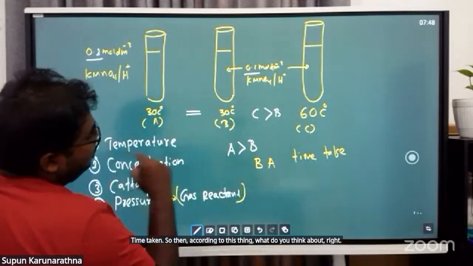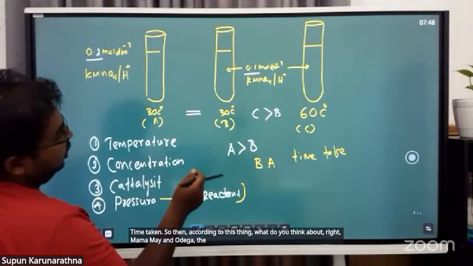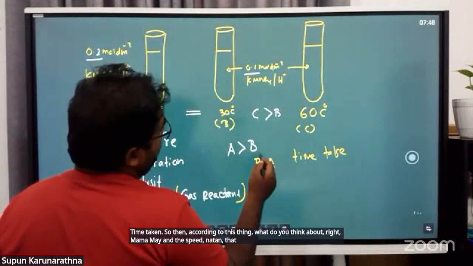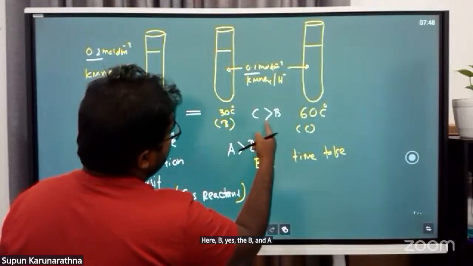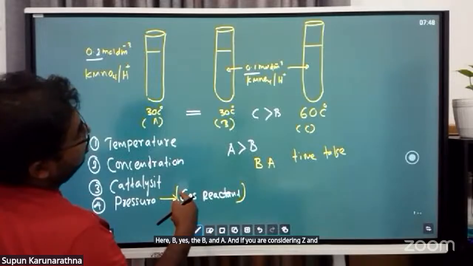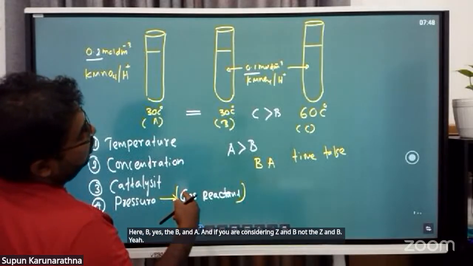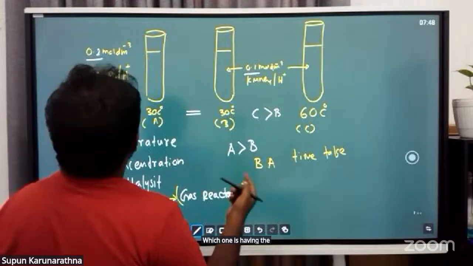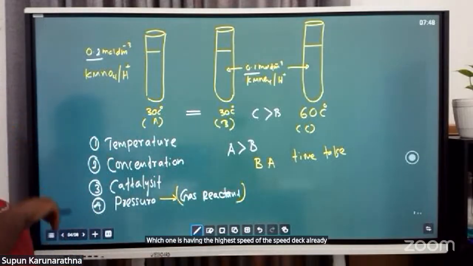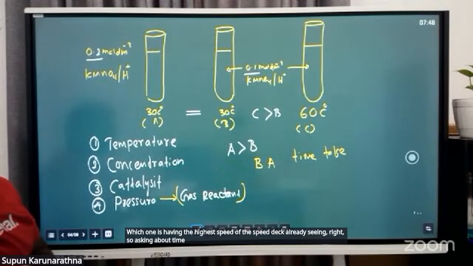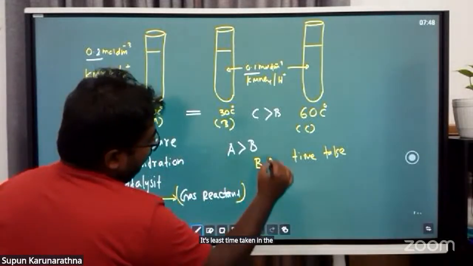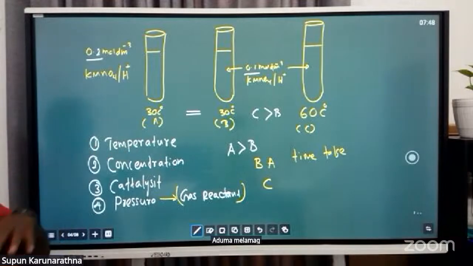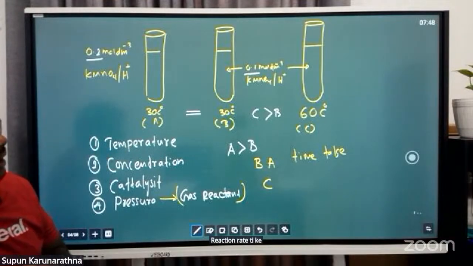Right? The order I have drawn here is the rate, the speed, here B and A, and if you are considering Z and B, not C and B. Which one has the highest speed? C, right? So it is asking about time. How does the time change? The least time taken is in setup C. C takes the least time, its reaction rate is the fastest.